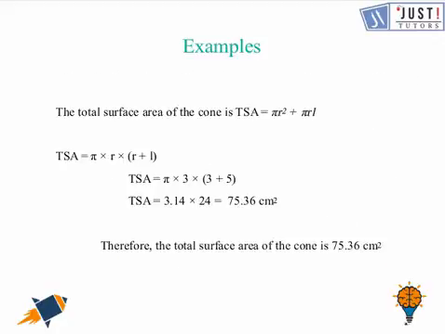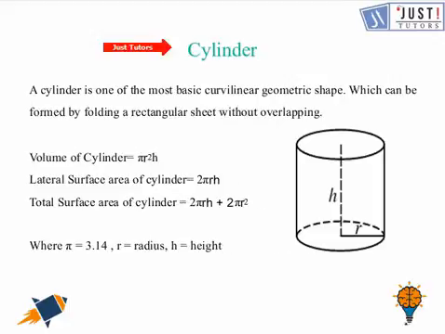Now putting this in the formula of total surface area, that is pi r squared plus pi r l, you get the answer as 75.36 centimeters squared. You can pause the video, try this question on your own, and you can verify with the complete solution provided here. Let's work with cylinder now.